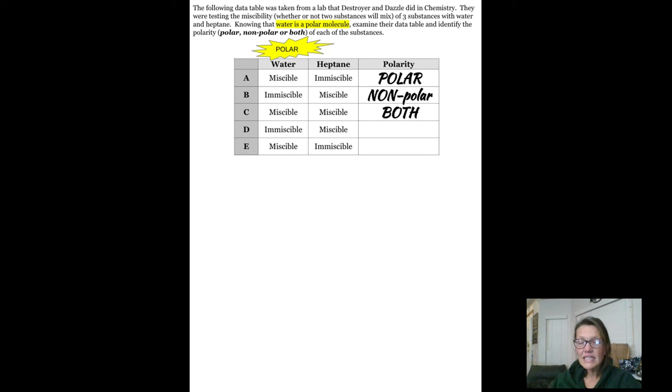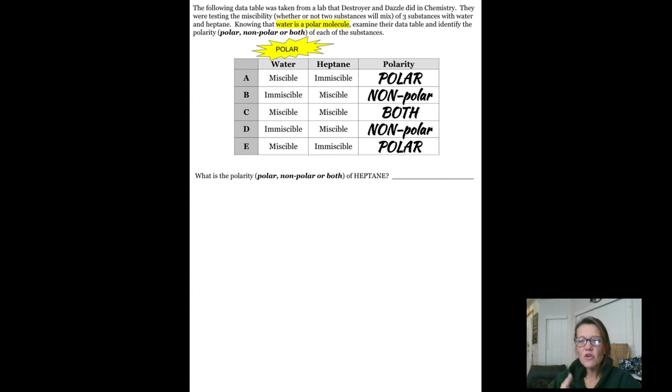All right, substance D would not mix with water, but it did mix with heptane. Since it won't mix with water, we know that it's not similar in shape. So that means that substance D would be nonpolar. And then finally, substance E, you can see, is miscible with water. Therefore, since it does mix with water, it must be polar, and it did not mix with the heptane. So it's definitely just going to be polar.